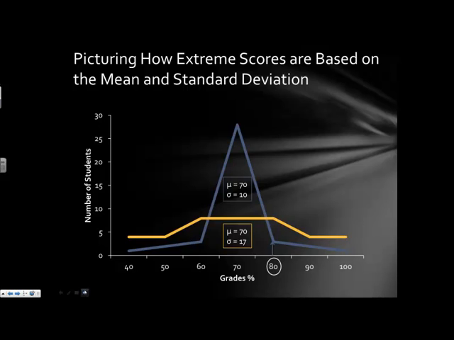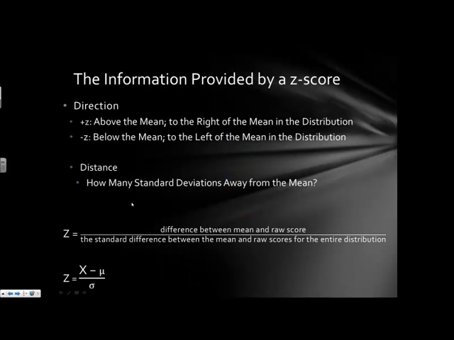Now, the distance is really just how many standard deviations away from the mean any given score is. And so that is provided by the number for the z-score. So you've got the sign and you've got the actual numeric value of the z-score.